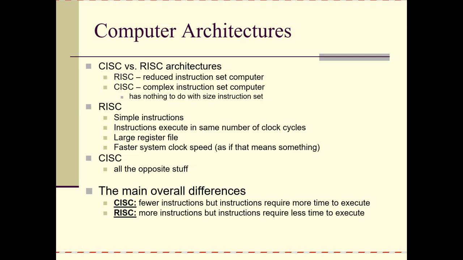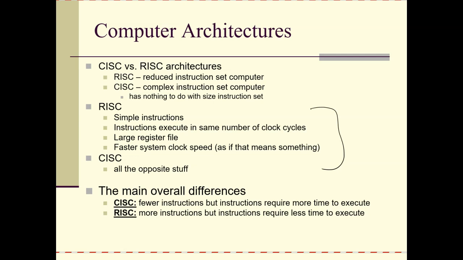CISC architecture is going to have fewer instructions, maybe, not necessarily, but those instructions are going to be more complex. So you're going to be able to write your program using fewer instructions. But since those instructions are more complex, it's going to take longer for them to run. And those are the trade-offs. So generally speaking, by definition, this is what a RISC is, and a CISC is essentially the opposite.